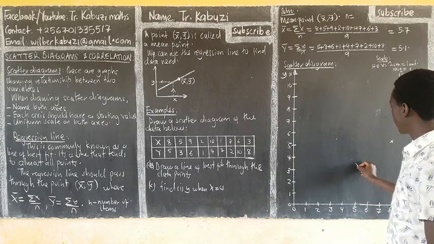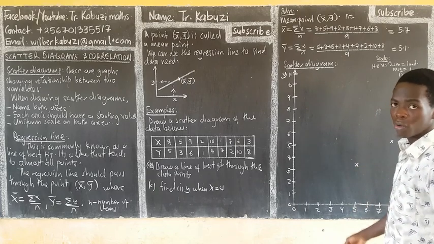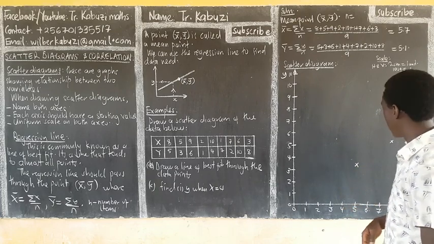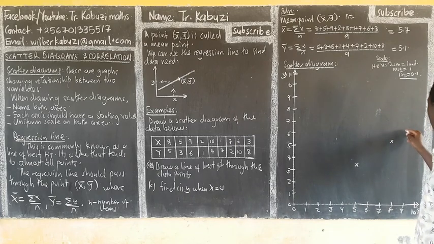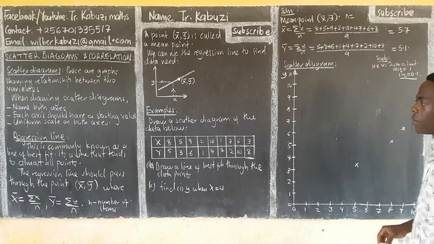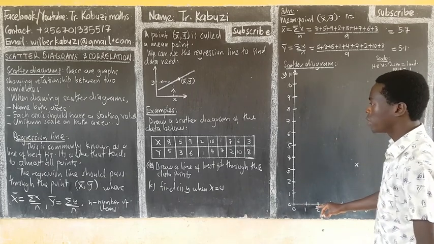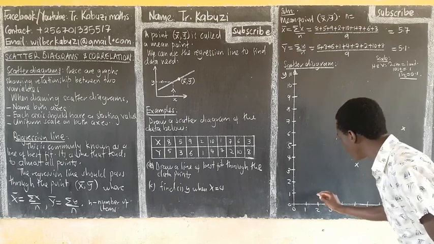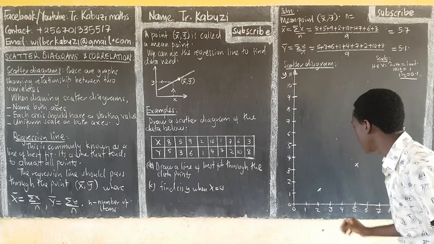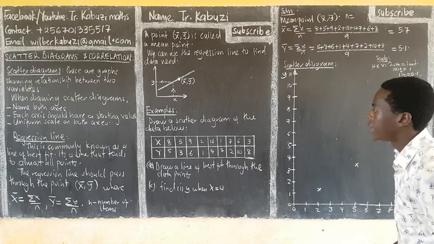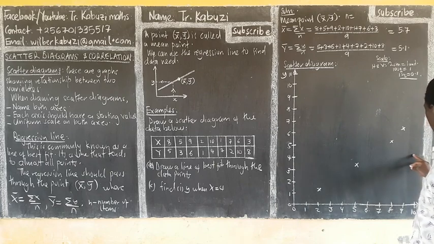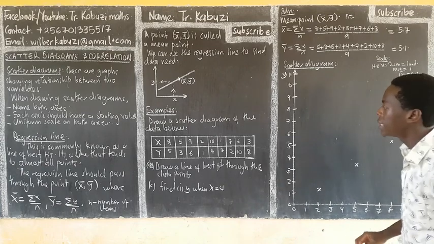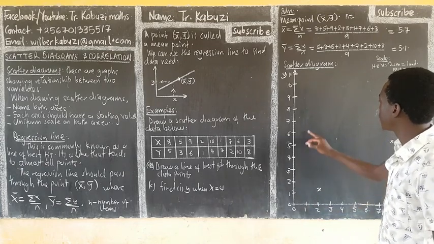You should all do this on graph paper. Then 9 and 6. 9 and 6 is here. Then we have 2, 1. We start with the x, then the y. 2, 1 is here. Then I go to 10, 4. 10, 4 is here. Then 1, 7. 1, 7 is here.